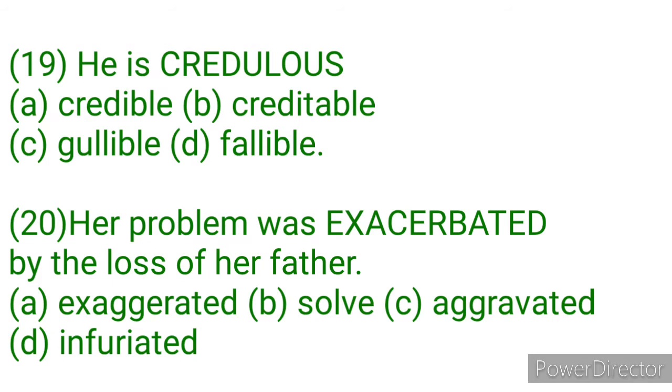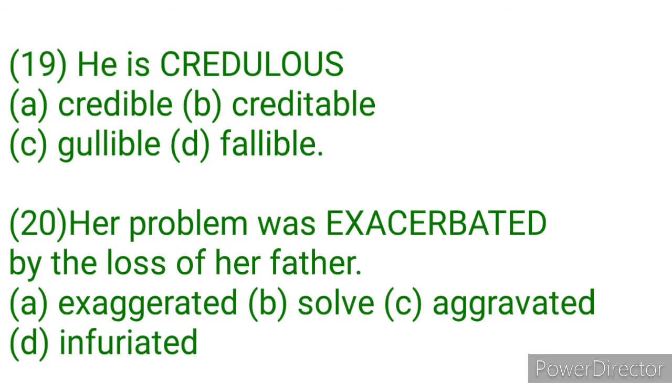Now option B, creditable. If you say something is creditable, that means that thing is good enough. That thing can be accepted, is acceptable. Now option C, gullible. A gullible person is a person who easily believes what he or she hears or sees, what he or she is being told. So this is the correct answer.